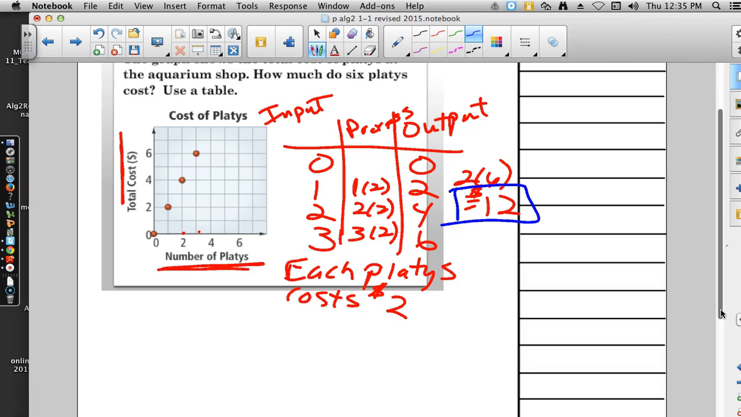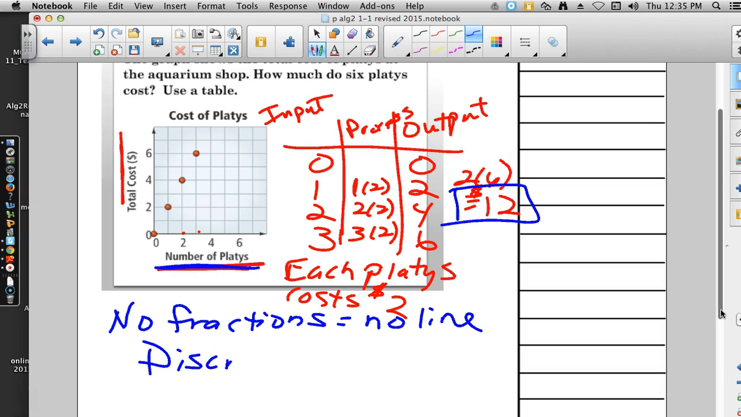Why wouldn't they make it a line? Well, let's look at the label. Number of platus. Well, the fish store could try to sell you 2 1/4 platus. You wouldn't be very happy because it would be a dead platus. So what you'd have to do is realize there aren't going to be any fractions in this graph at all. That's the reason we can't connect it up. No fractions equals no line. And that makes this what we call discrete. This is a discrete graph.